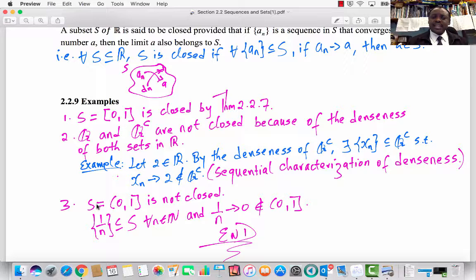What if I gave you S to be the half-closed interval -3, 10? Can you generate a sequence for me in that interval that converges outside the interval? Go ahead and play with that. That brings us to the end of lecture 5 and section 2.2, sequences and sets.